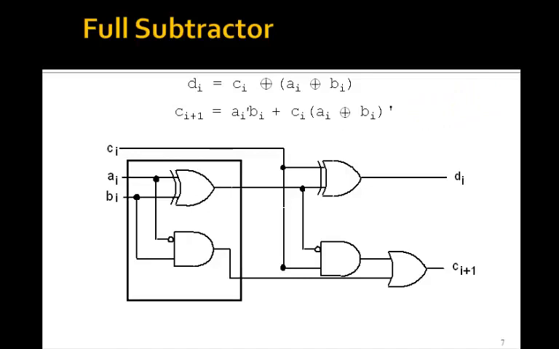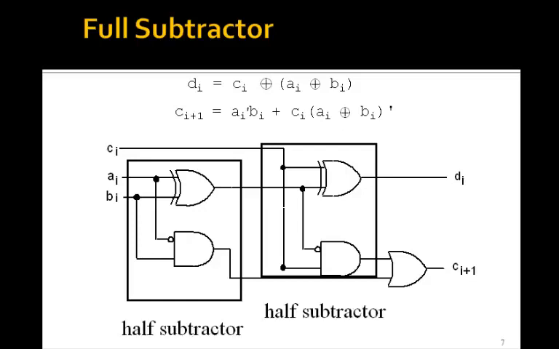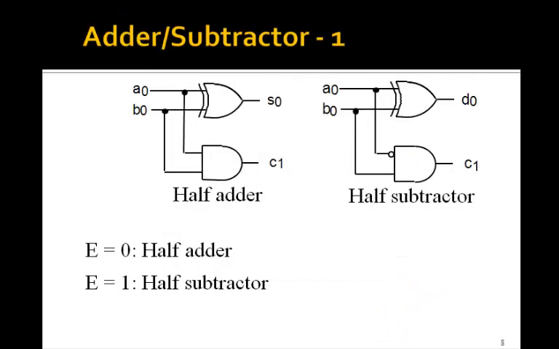And you should recognize that as the half subtractor that we had. And here's another half subtractor. So just like the full adder, we can make this full subtractor out of two half subtractors, plus this OR gate here. So look at the difference between the half adder and the half subtractor. Notice the only difference is this bubble.